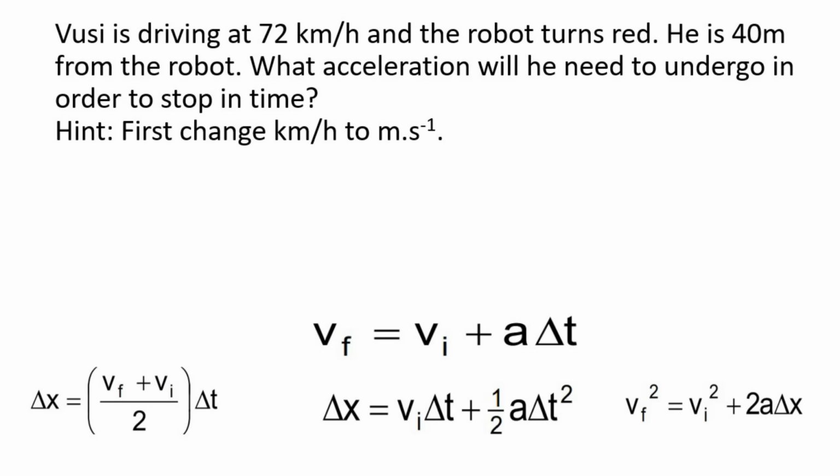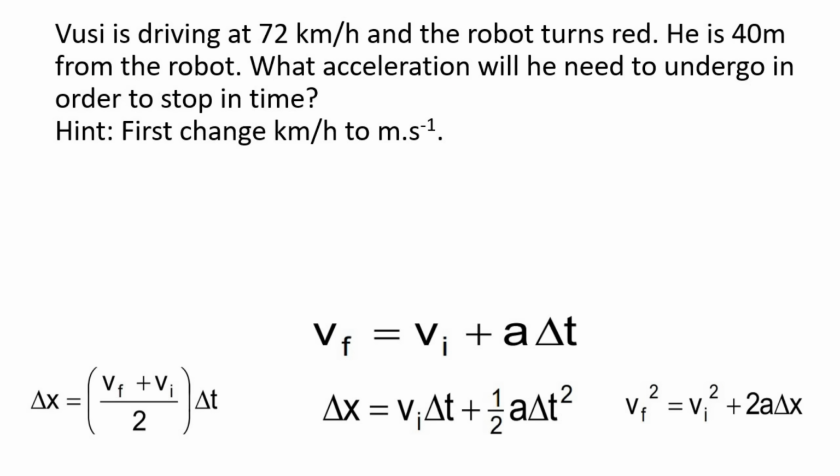Here's our next one. This is a good question because it gives us kilometers per hour, and we need to learn how to change that into meters per second, because that's what the units that we work with. So Vusi is busy driving at 72 kilometers per hour, and the robot turns red. So he's busy driving, and suddenly there's a robot in front of him that turns red. He is 40 meters from the robot, okay? What acceleration will he need in order to stop in time?